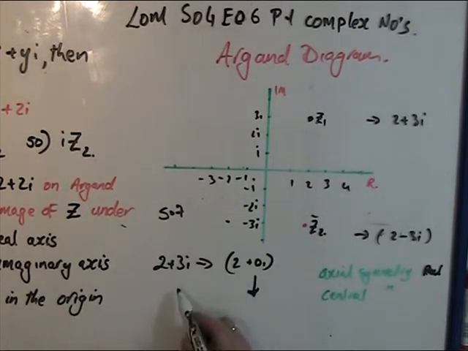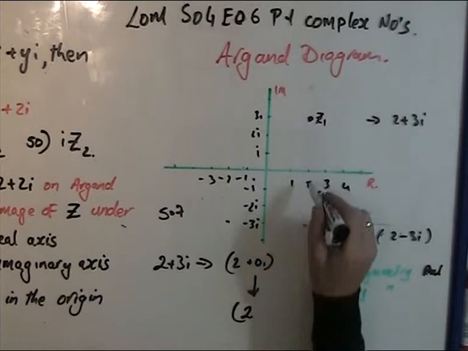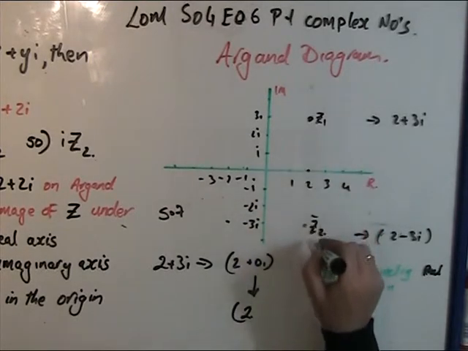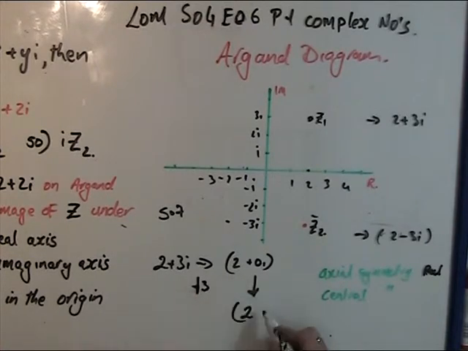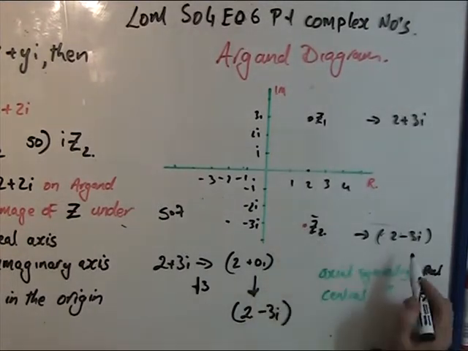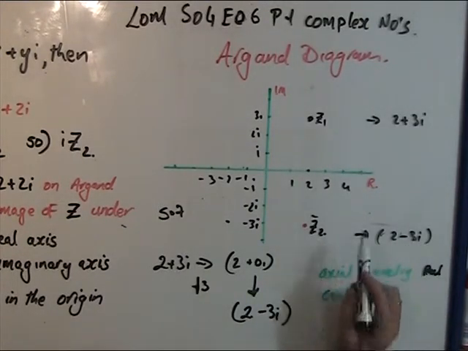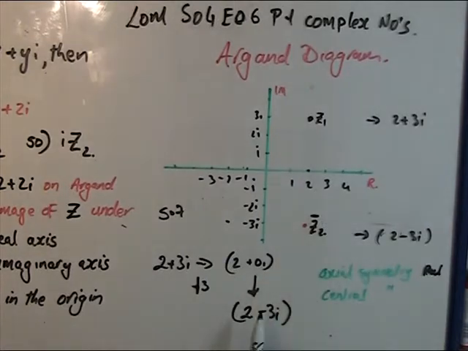Okay, so what happened to the x? Nothing happened to the real part, so real stays the same. And what happened to the y, to the imaginary part? It went from plus 3 to 0 because it's on that line there now, and it's out the other side. So it goes down, minus 3, went down by 3. So this becomes minus 3i. Okay, so that Z2 is 2 minus 3i, and it's the conjugate. Okay, it's the conjugate of Z1 in the real axis.